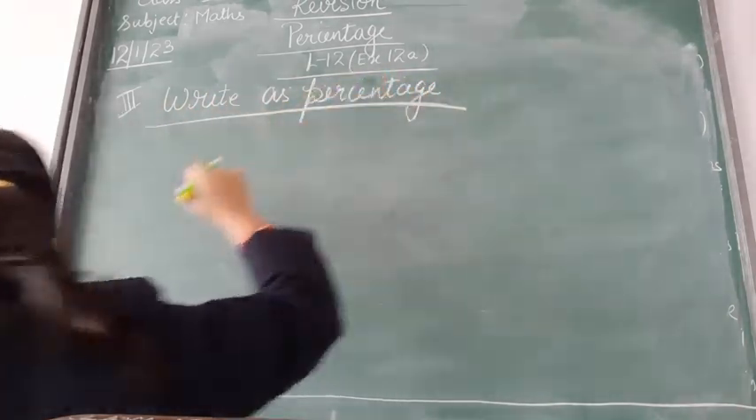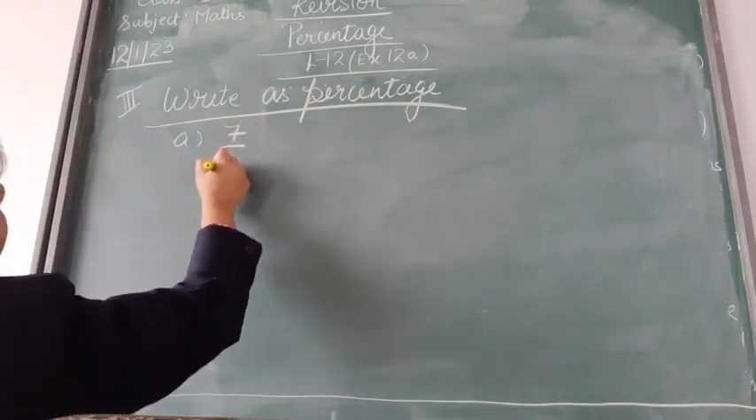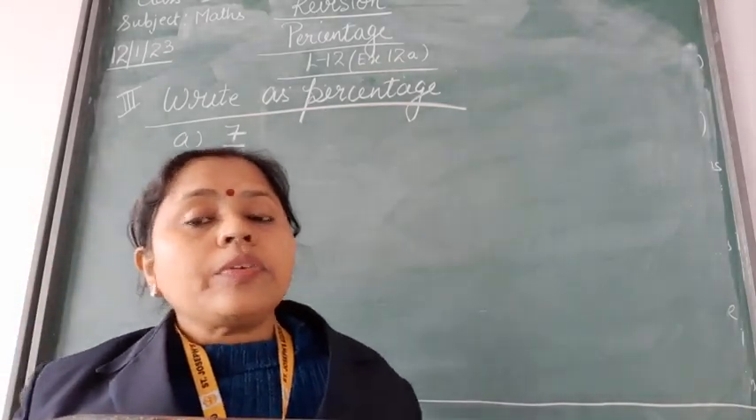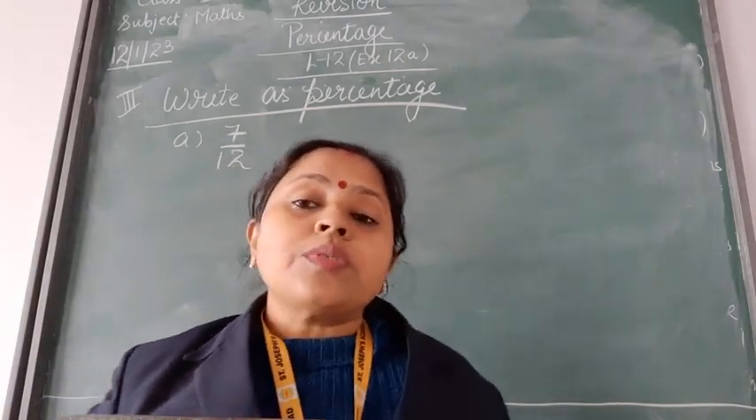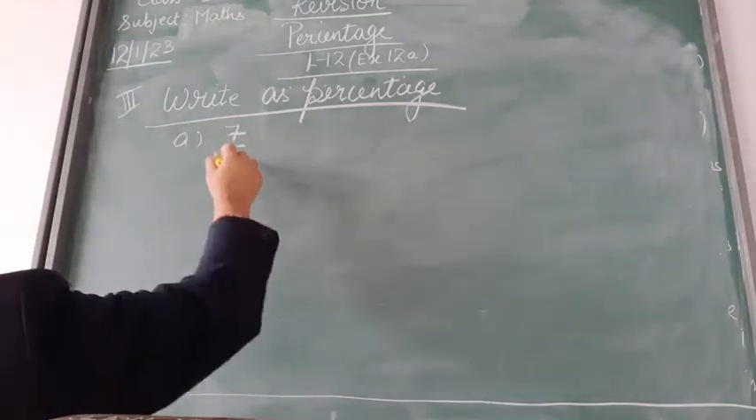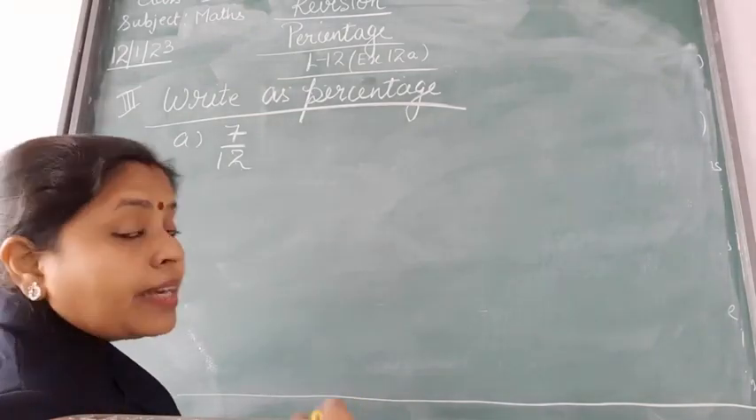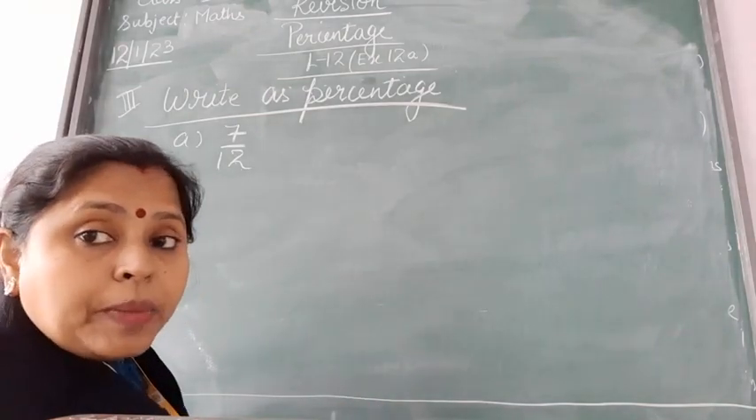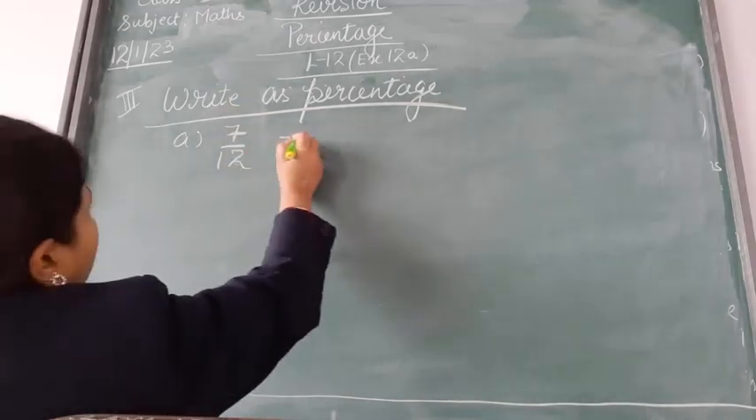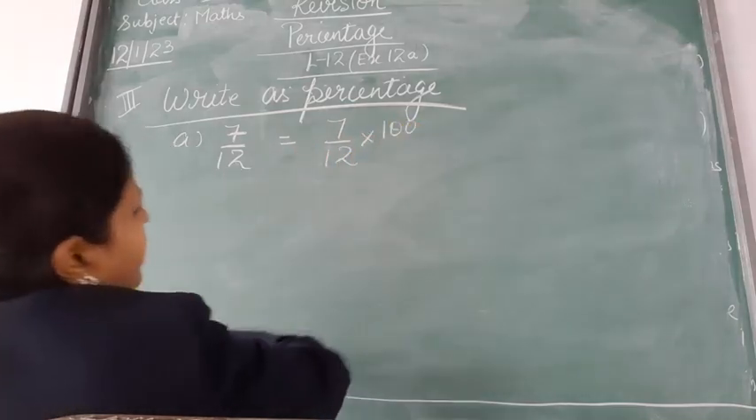Now let's see. The first part of this question is 7 by 12. You have to write 7 by 12 as a percentage. Whenever we write something as a percentage, we want to say something out of 100, right? So here we have 7 by 12, 7 parts out of 12 parts, but we have to write it as a percentage. So we have to find out how many parts out of 100. So 7 parts out of 12 parts, out of 100 parts it will be, we will multiply it by 100, right?